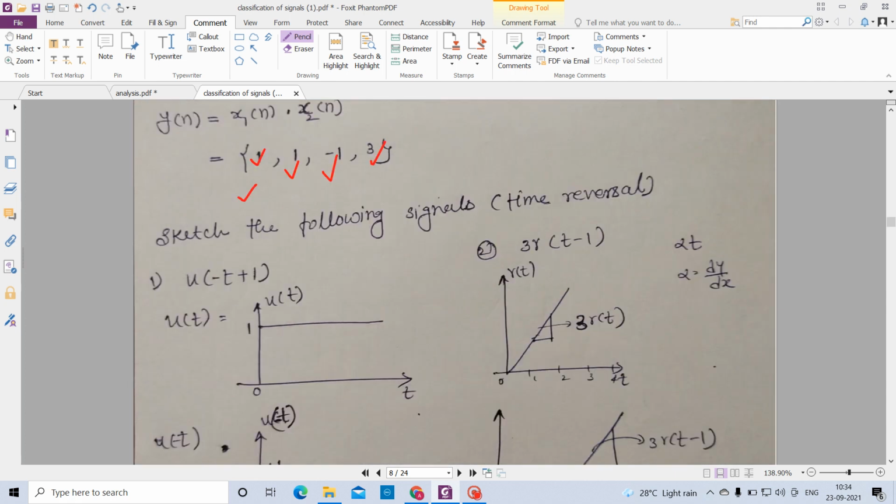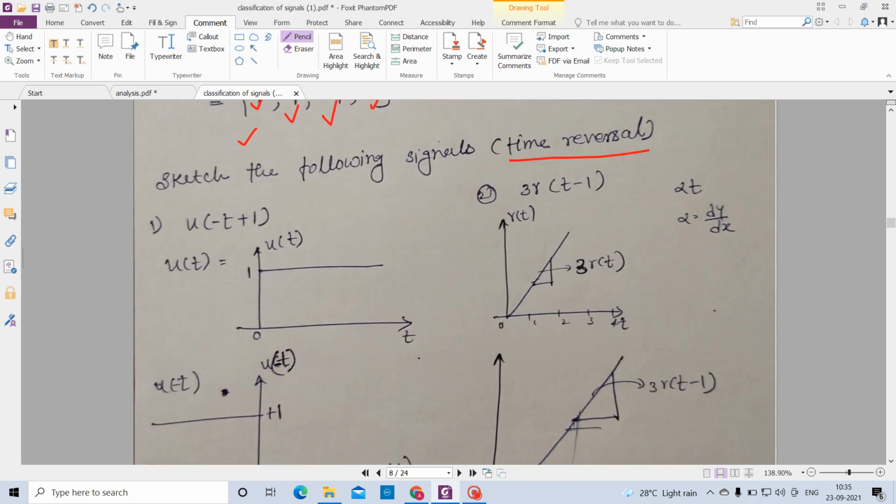Okay, so sketch the following signals based on time reversal. Using the time reversal concept, you have to sketch the signal. So what is this? u of minus t plus 1. This is a unit step signal, right?